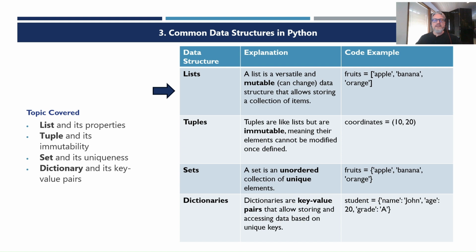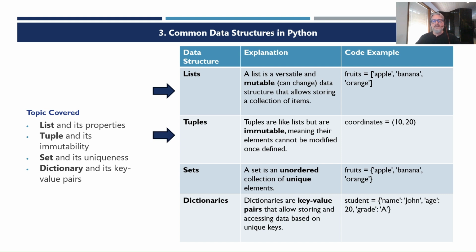A list is a versatile and mutable data structure that allows storing a collection of items. Lists are ordered and can contain elements of different data types. They are denoted by square brackets, and elements are separated by commas. Lists offer various methods for adding, removing, and manipulating elements, as well as indexing and slicing operations. Lists allow for duplicates.